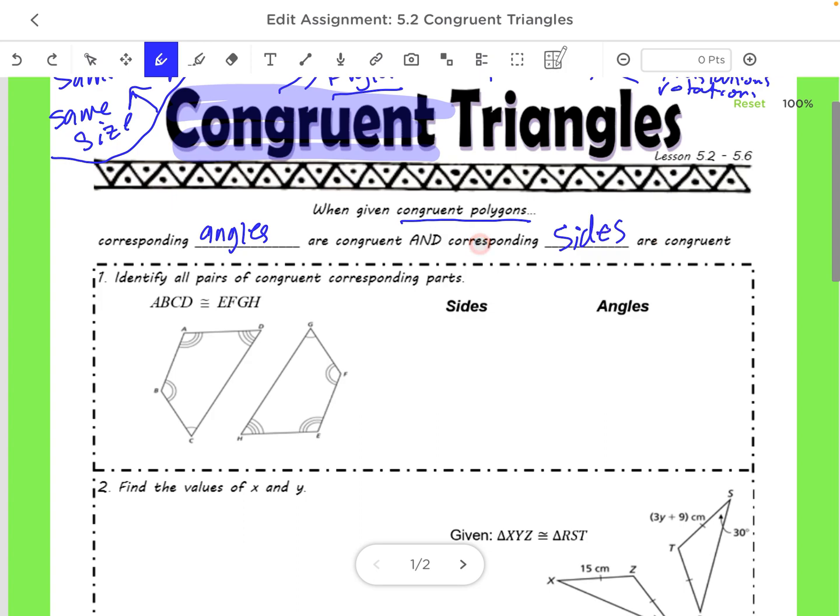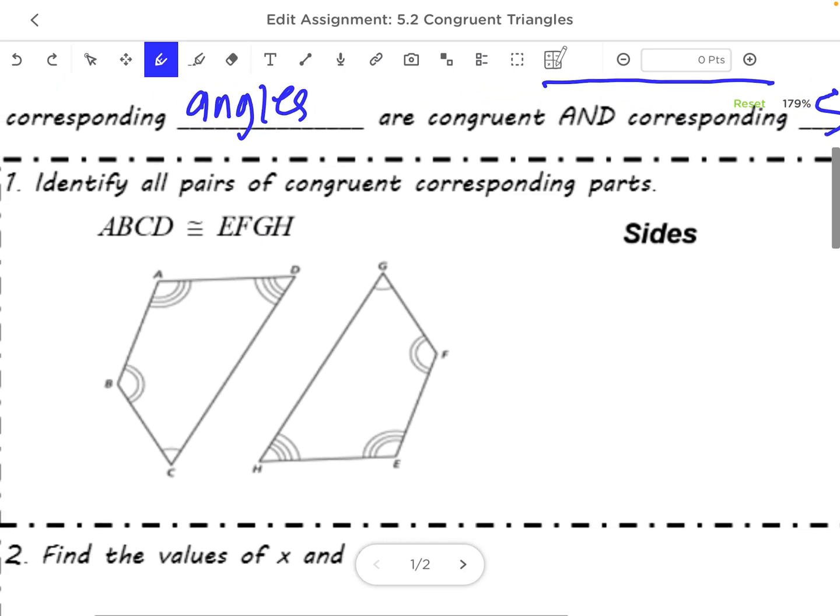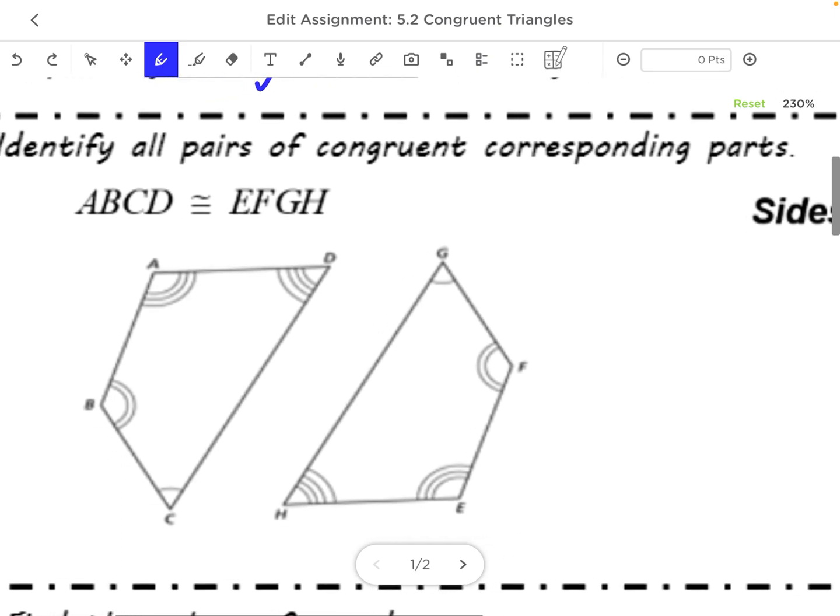What we're going to do is also highlight at the end the major things. Congruent is a major thing we need to recognize. So first, it says identify all pairs of corresponding parts. We're told that ABCD is congruent with EFGH.